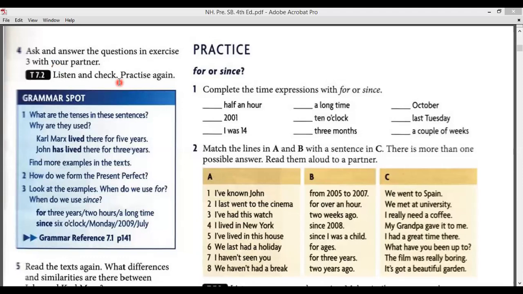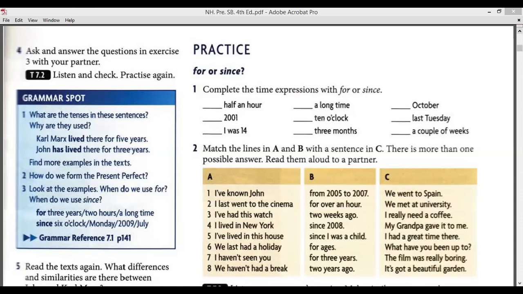So today we continue Unit 7 for the core English in the new semester, semester 2 and Year 1. So let's look at number 4 now. We actually look at the reading, you remember? The reading about John and about John's flag. So now number 4, ask and answer the question in exercise 3 with your partner. Listen and check, practice again.